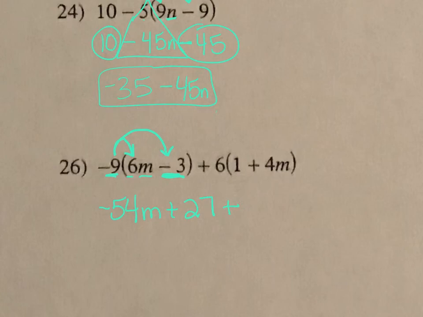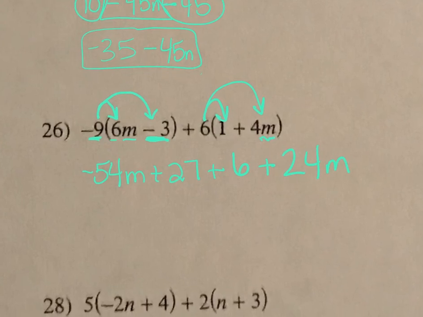And then I've got a whole nother set that I need to combine. I need to distribute this 6. So 6 times 1 is 6. 6 times 4m is 24m. And I put a plus sign because it's positive.